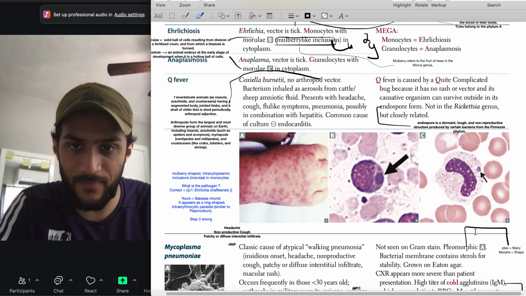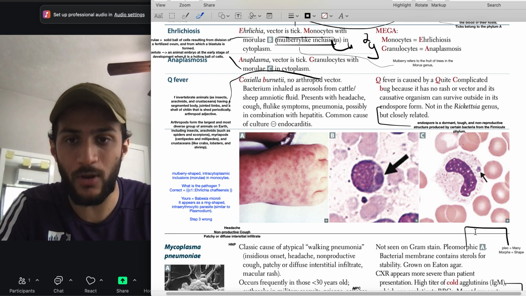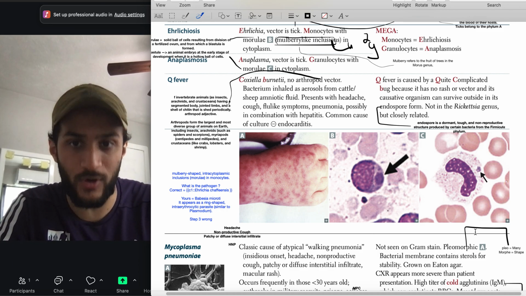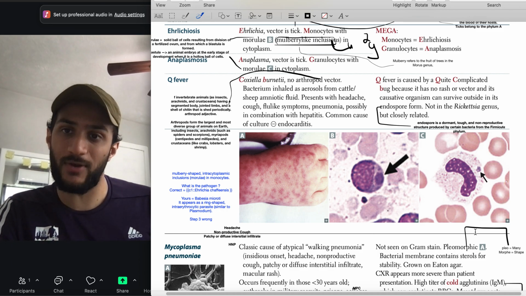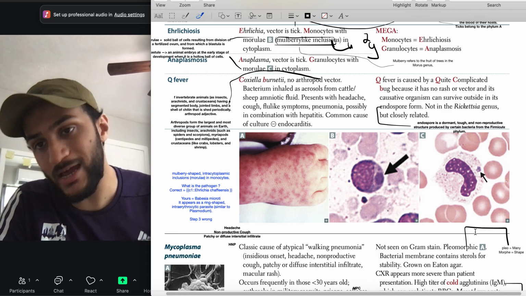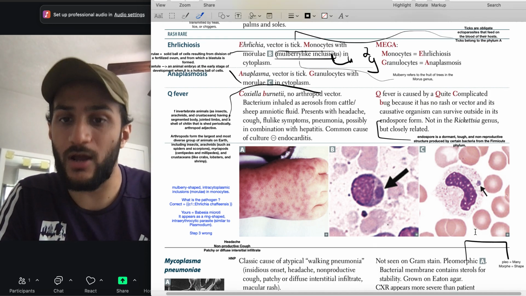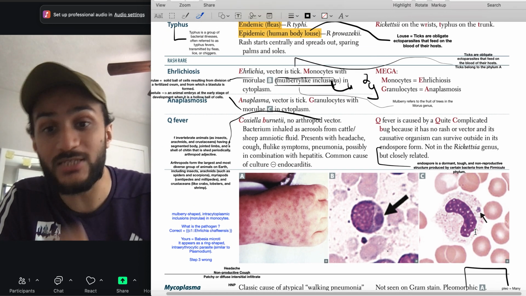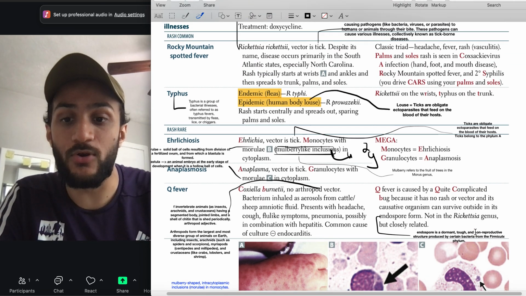I had a step question over here at USMLE. They showed a mulberry-shaped inclusion body in morulae in monocytes. So what is that related to? It's going to be related to MEGA. So MEGA stands for ehrlichiosis. That's the correct answer. Rickettsia over here was the wrong answer. That's more ring shape and similar to Plasmodium.